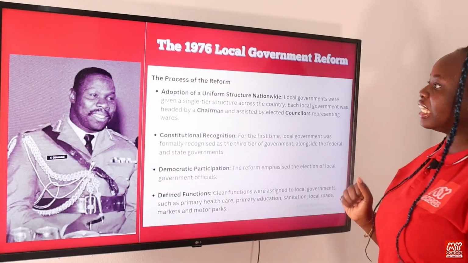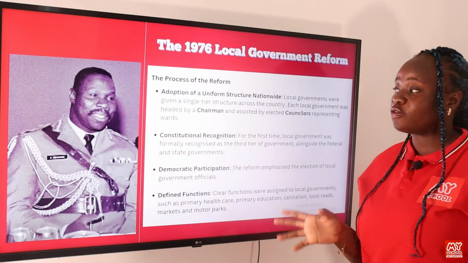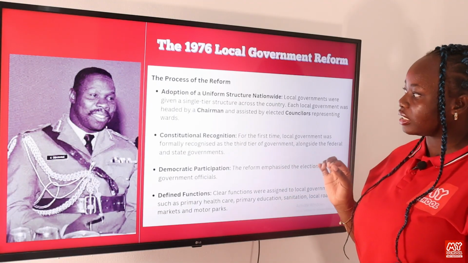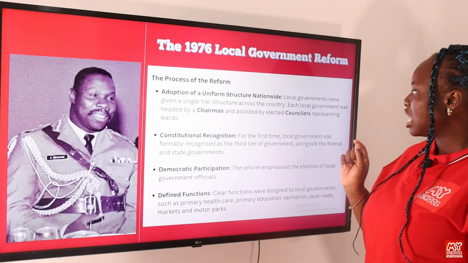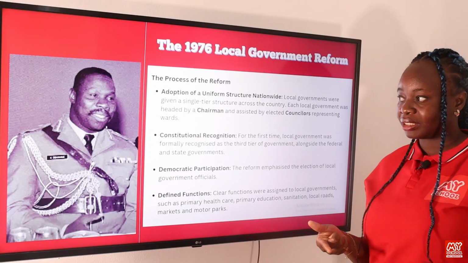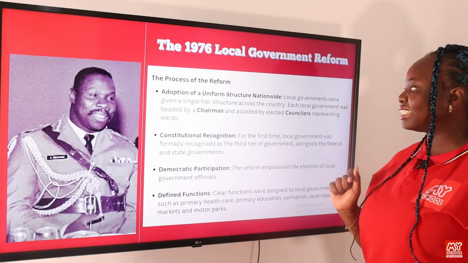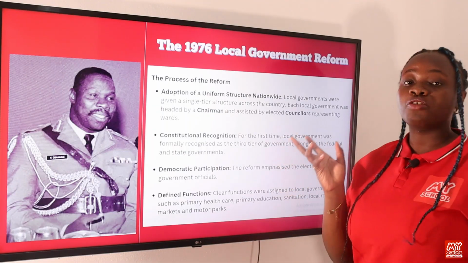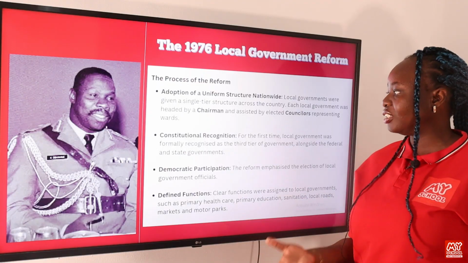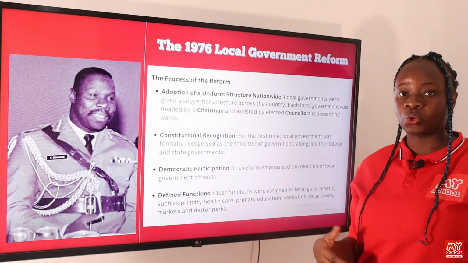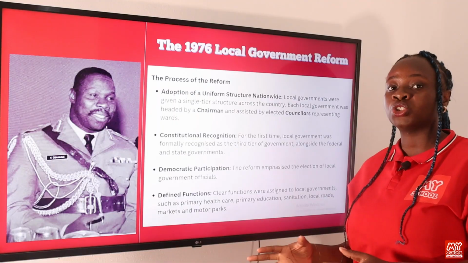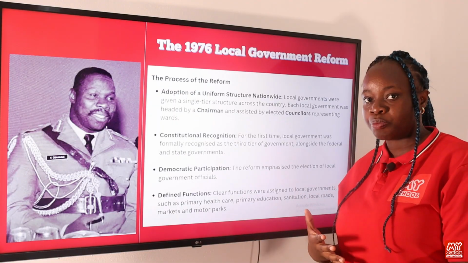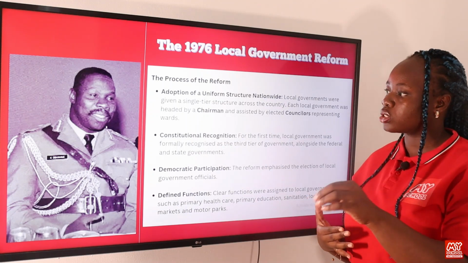All right, the next stage in this reform is the adoption of a uniform structure nationwide. Local governments were given a single-tier structure across the country. Each local government was headed by a chairman, a local government chairman, and assisted by elected councillors representing wards. The local government chairman is a member of the executive. These councillors are members of the legislature, and they were representing the various wards within the local governments and making laws on behalf of the members of the community within those wards.